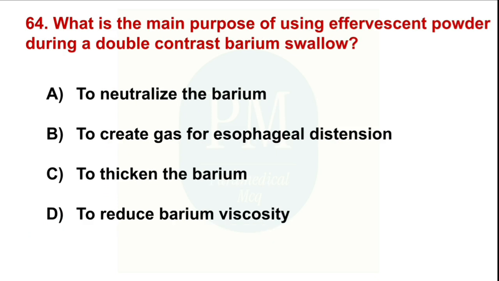What is the main purpose of using effervescent powder during a double contrast barium swallow? Option A, to neutralize the barium. Option B, to create gas for esophageal distension. Option C, to thicken the barium. Option D, to reduce barium viscosity. The correct option is option B, to create gas for esophageal distension.